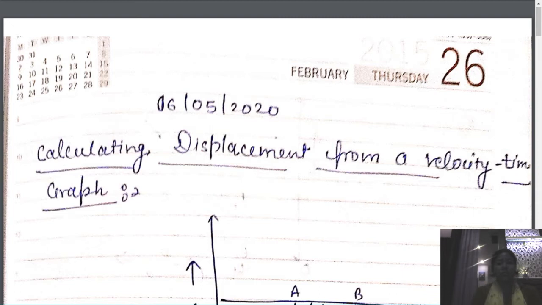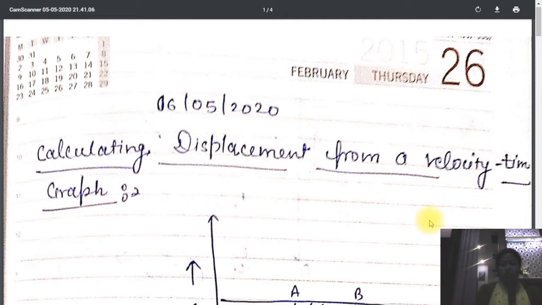So, in the previous lecture, we talked about different graphs related to the velocity and the displacement. In the next topic and in the next lecture, we are going to discuss some special cases of the velocity-time graph. That means if we have a velocity-time graph, then how can we calculate the value of the distance and the displacement by using it? So in this lecture, we are going to discuss this topic.